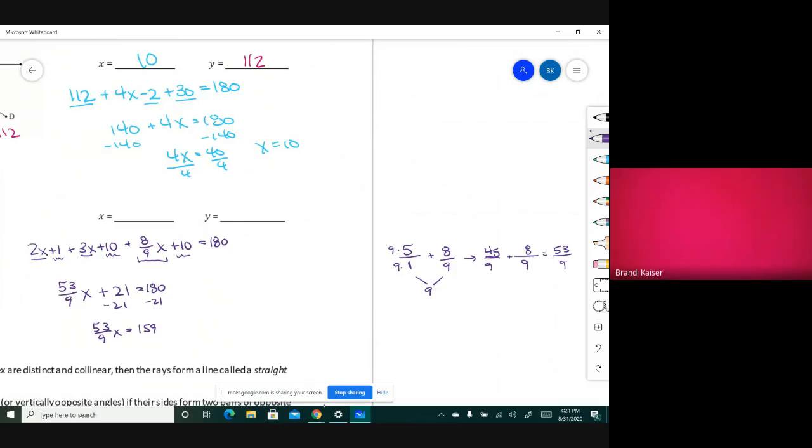Okay, and then here's where I need to do stuff with my fraction again. Remember, get rid of the denominator first. It's a division, so multiply both sides by 9. That's going to leave me with 53x and 159 times 9, 1,431. Okay, and then I can divide both sides by 53, which would leave me with x, which is 27. Okay, so I was able to solve for x.